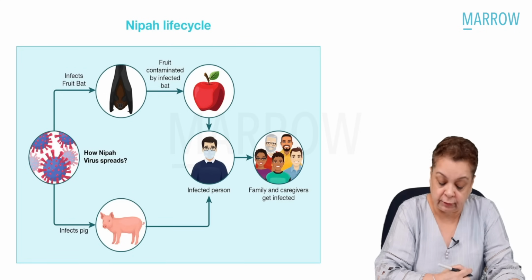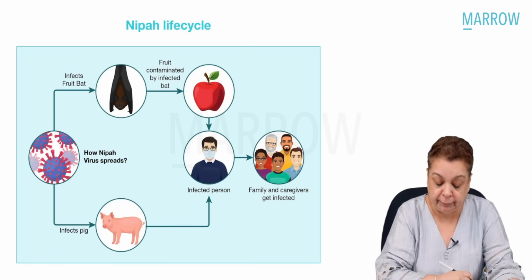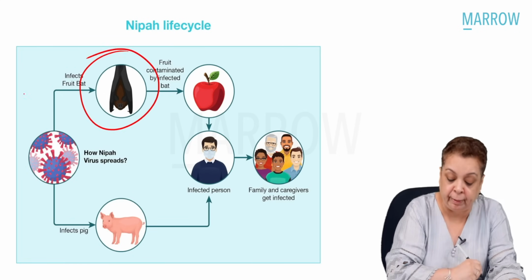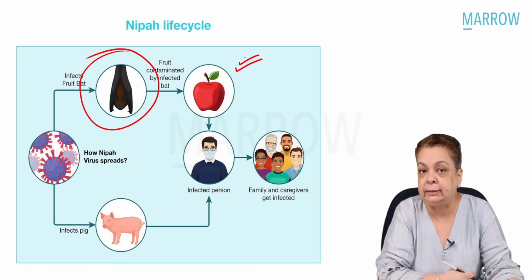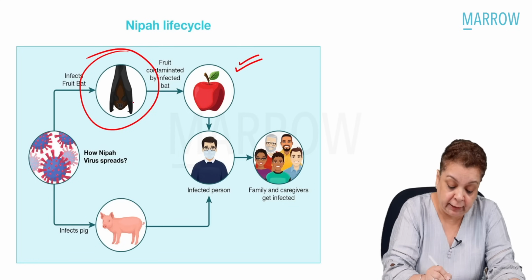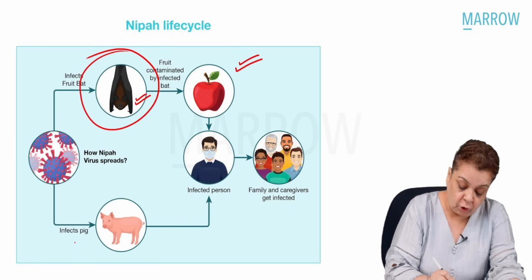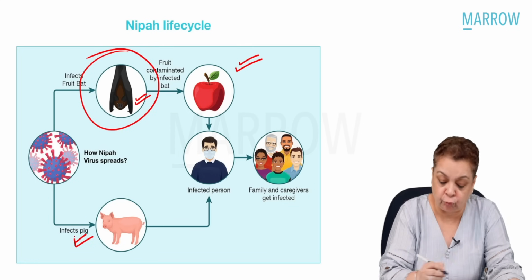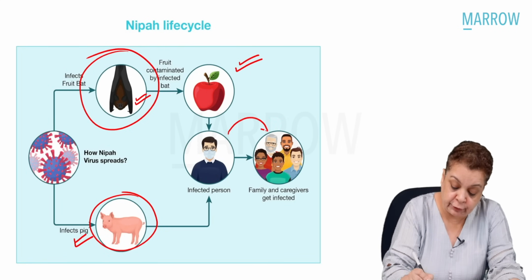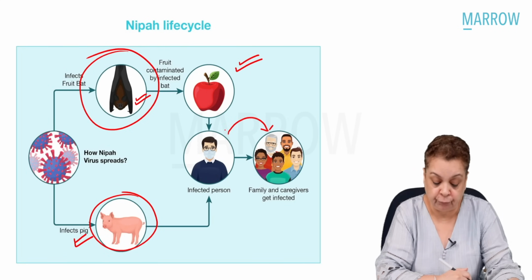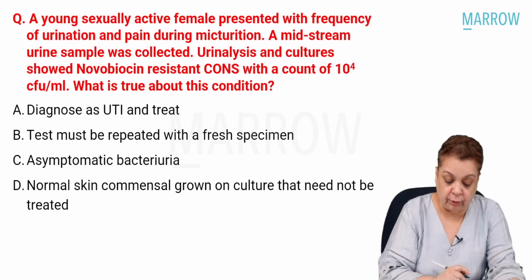This is the transmission cycle of Nipah virus. The reservoirs are fruit bats. Humans can get the infection by consuming fruits which have been contaminated by infected bats, or they also infect pigs. So while handling infected pigs, humans can get infection. Plus there is human to human transmission of Nipah virus. Moving on to our next question.